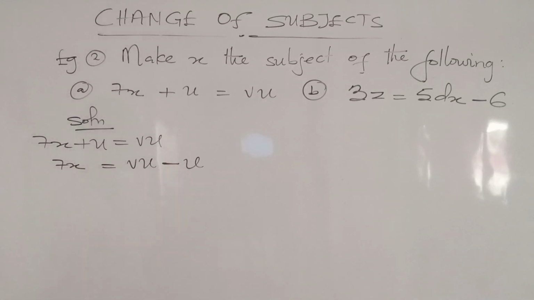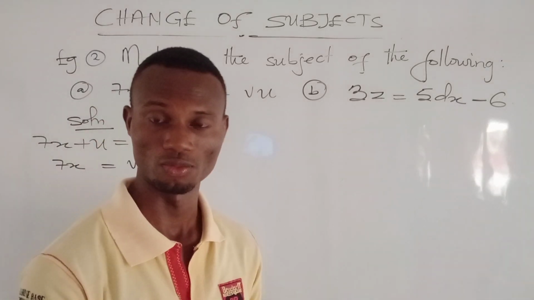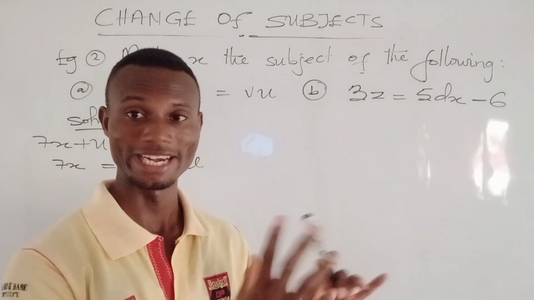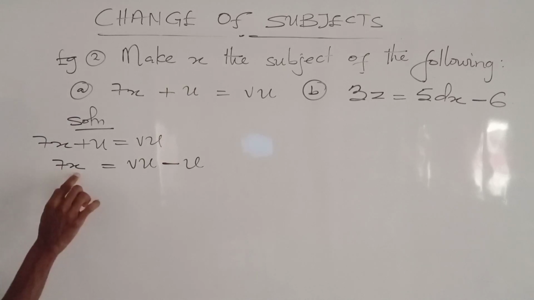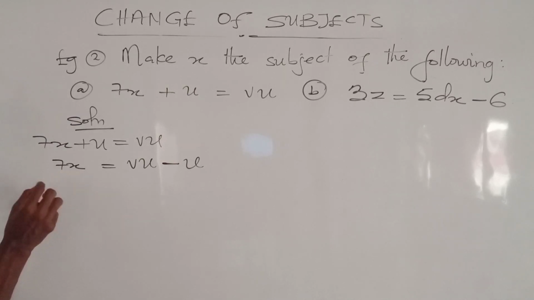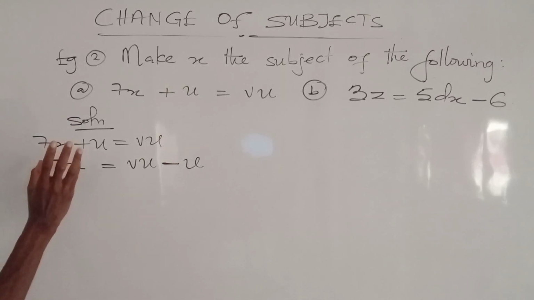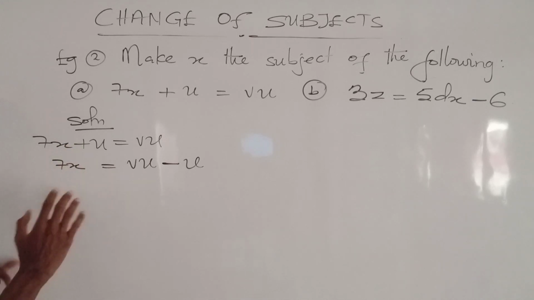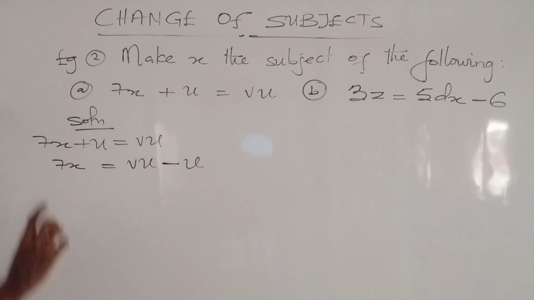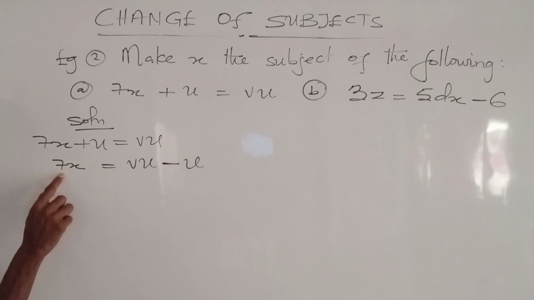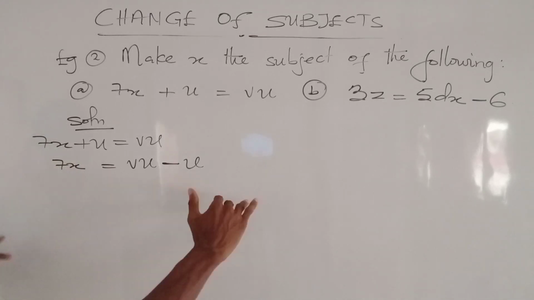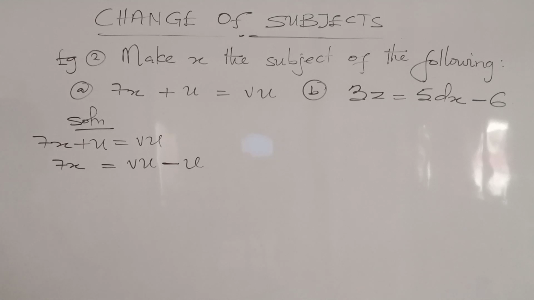Okay, now I have to make S stand alone. We are making S the subject, and that means S should stand alone. The 7 here and the S are multiplied. So when you have something like this, for you to make S stand alone, we will divide through the equation by the coefficient of the S, and the coefficient of the S here is the 7. So we are going to divide through by 7 so that S can stand alone.